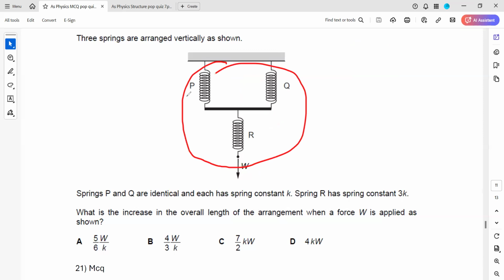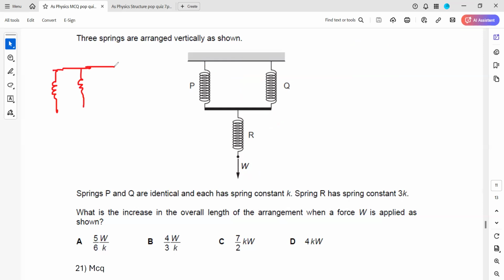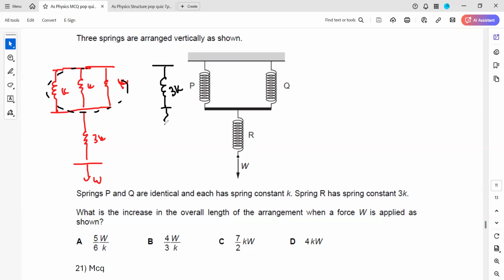Like another example, if I say I was having springs in this manner. This is K, this is K, this is K. For example, this is 3K. And the weight W is attached. Now, what is the extension of this whole system? So first, what I will do, I will replace these parallel springs. How to replace these parallel springs by one? When they are connected in parallel, we just add. So this will be 3K. This 3K is in series with another 3K now. What is the spring constant of this system? So I will take an LCM.